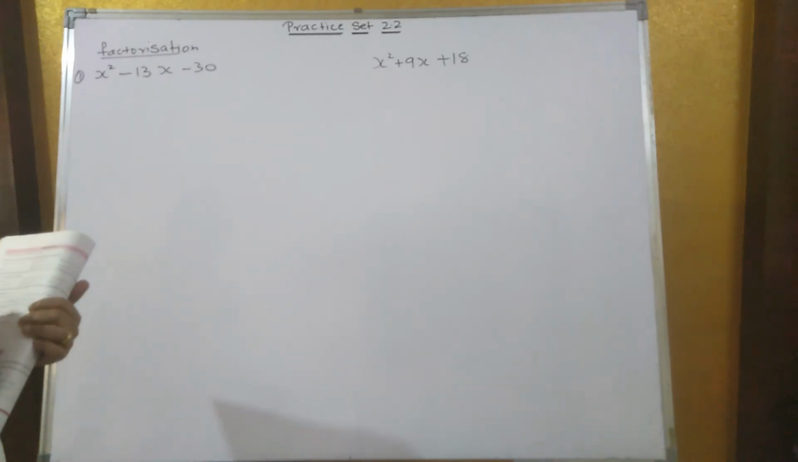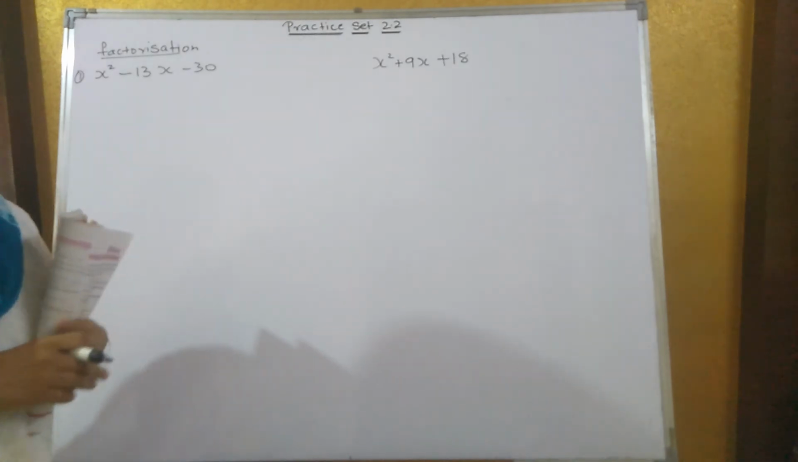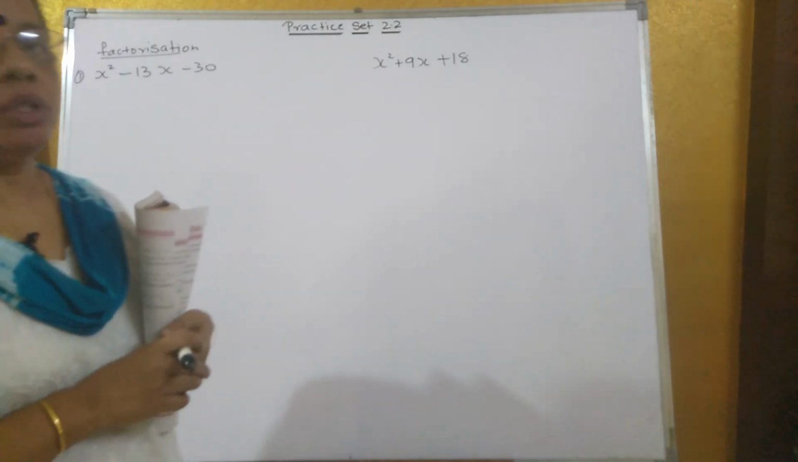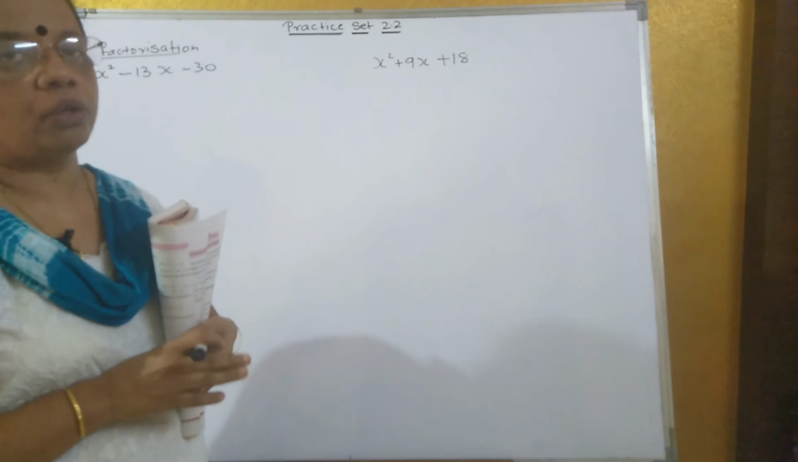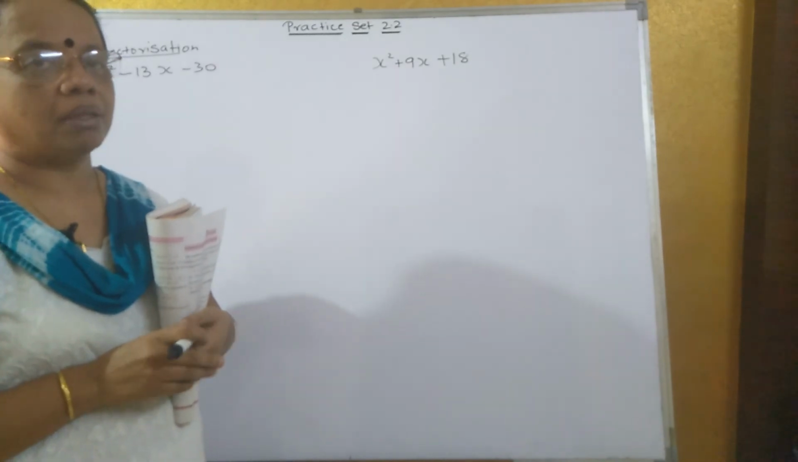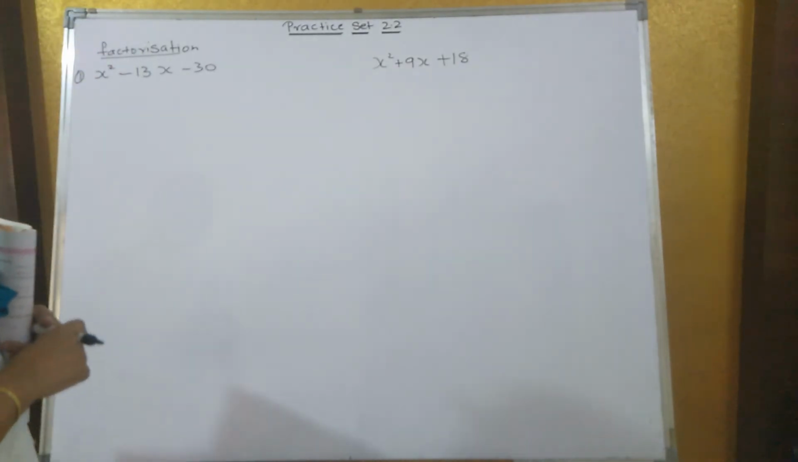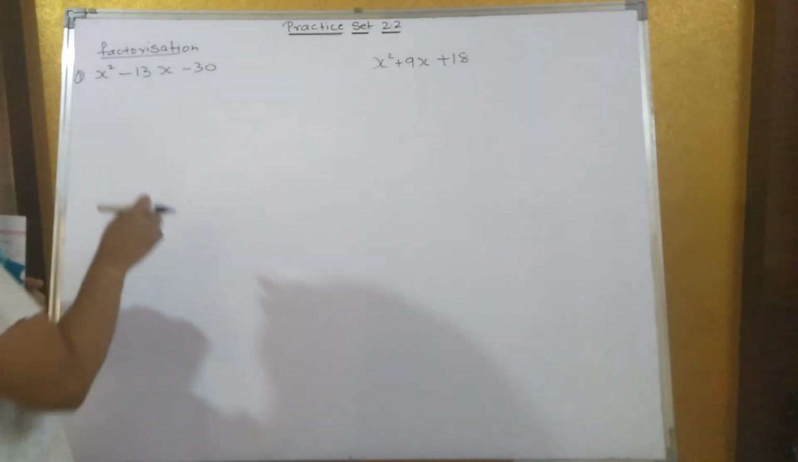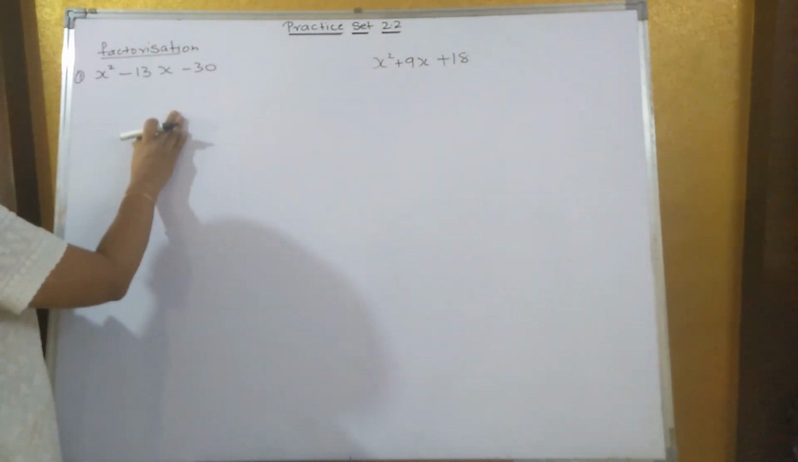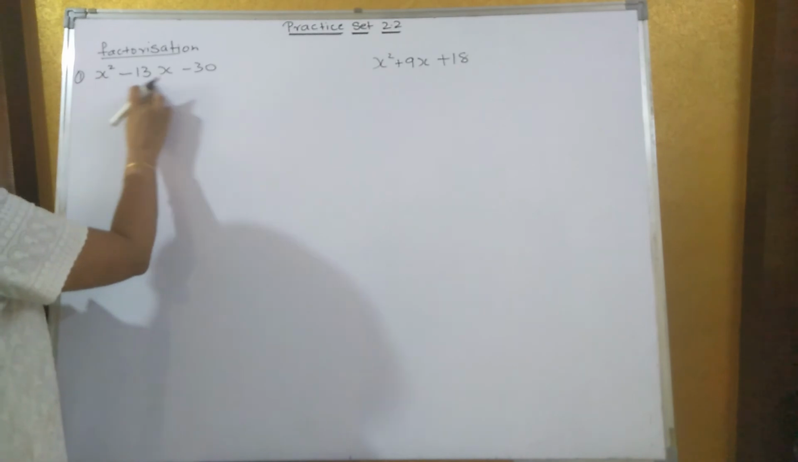Now practice set 2.2 is the factorization method. In order to find the solution of the equation, or the roots of the equation, there are many methods. The first method is by factorization, which I studied last year also. Now I'll just revise what you studied last year. Supposing your equation is this.